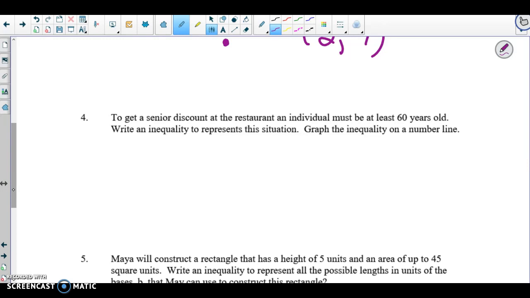So, like we think about somebody getting a senior discount, they're usually an older person. And so at least 60, they could be like 60 or 61 or 65 or 70. Those are some possibilities that would work. So at least 60, that means this person, X, has to be greater than or equal to 60, because it says at least 60, so they can be 60.